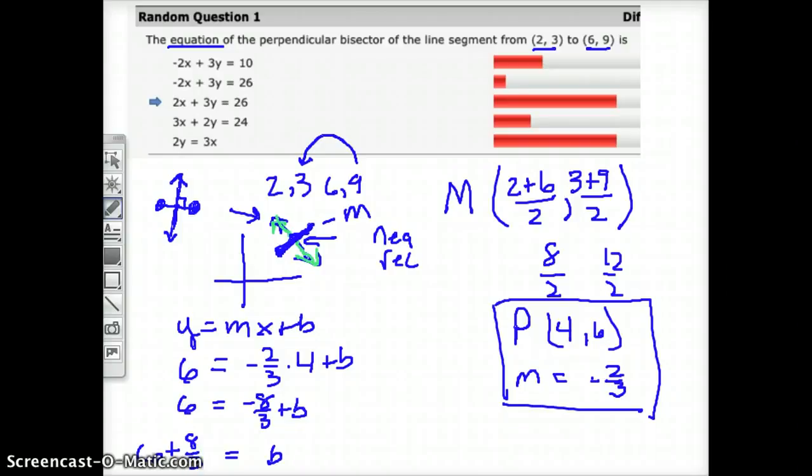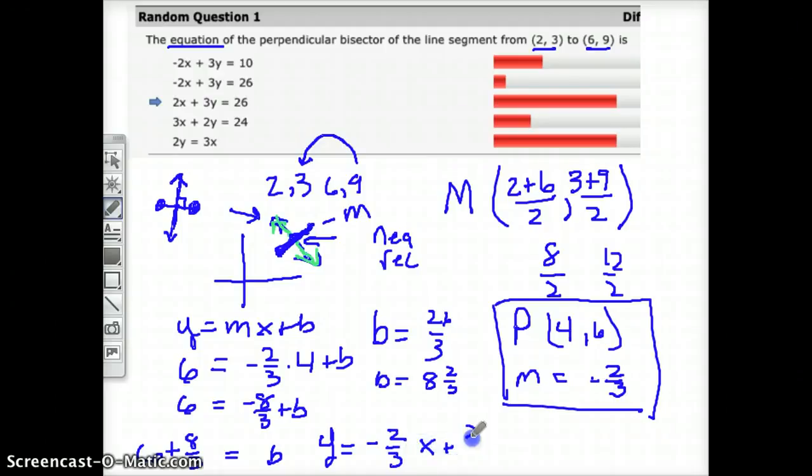6 plus 8 over 3 is, what is that? That's 18 plus 8, 26 over 3. b is 8 and 2/3. Well, if you notice, we have all fractions, and it would be a wise idea for us to just rewrite our equation. y is equal to negative 2/3 x plus 26 over 3. Now, folks, let's see if this makes sense. Is that a negative slope line? Yes. And it is going to hit the y-axis at a point way up there, so that does make sense.